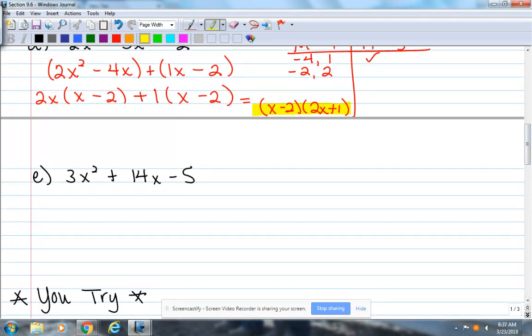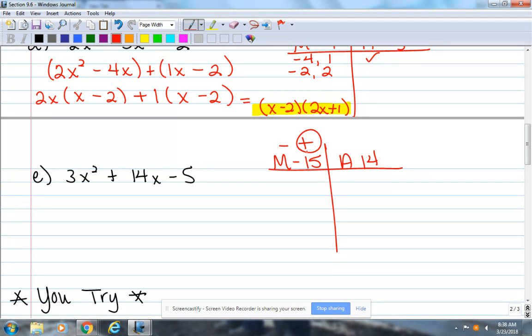So, we want two numbers that multiply to get what number, guys and girls? -15. And they're going to add to get what number? That's a crooked number. 14. So, if it multiplies to get a negative, what signs do I need? And the bigger one this time will be a what? Because it adds to get a positive. Very good.